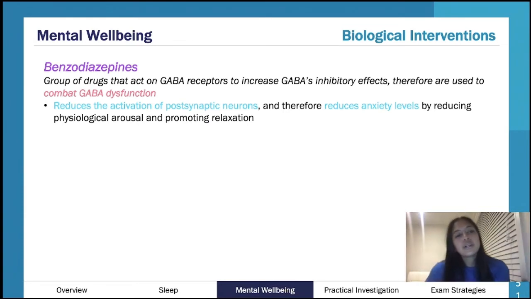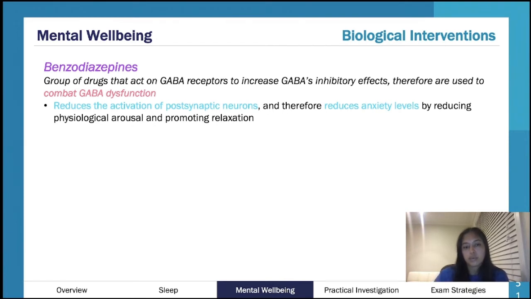Okay, so as I mentioned, benzodiazepines are basically a drug that mimics GABA. So again, that fixes the issue of having low levels of GABA. It increases GABA's inhibitory effects, and then you have less of that overactivity of the neurons.